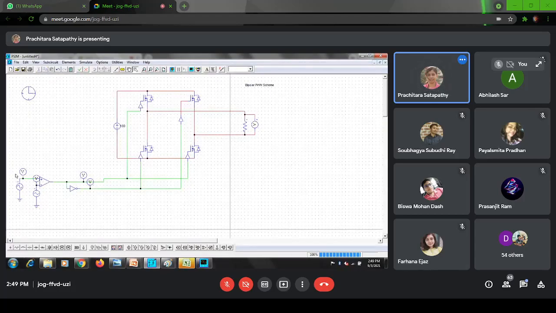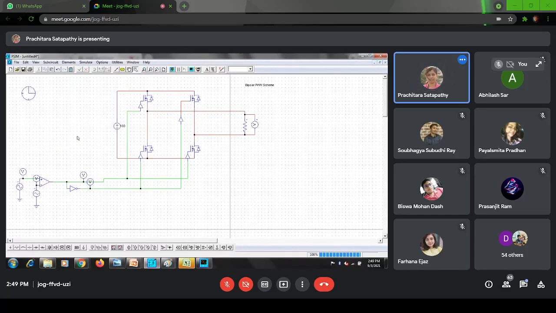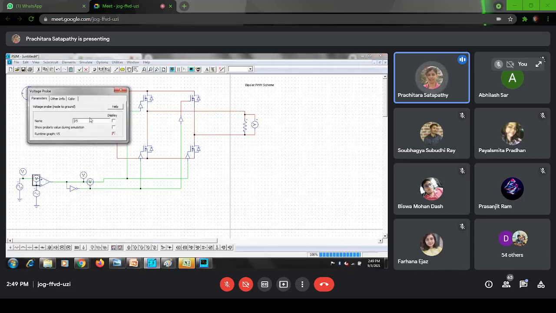Okay. This one is sine, yes or no? This one is a triangular, or you can see this is your carrier, and this one is your V reference.